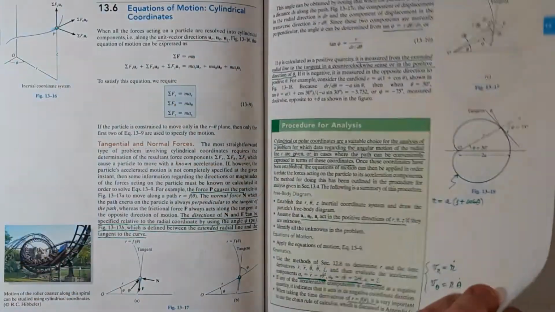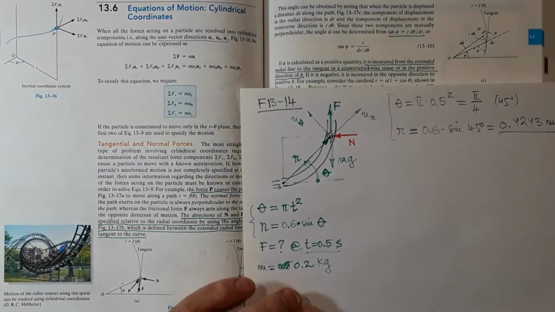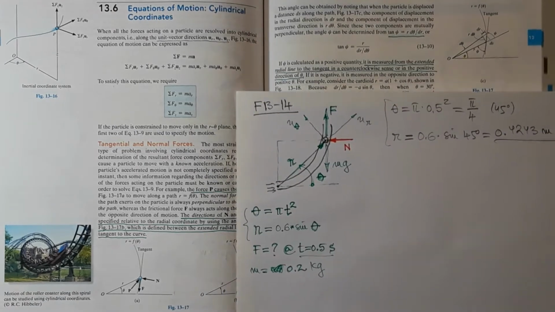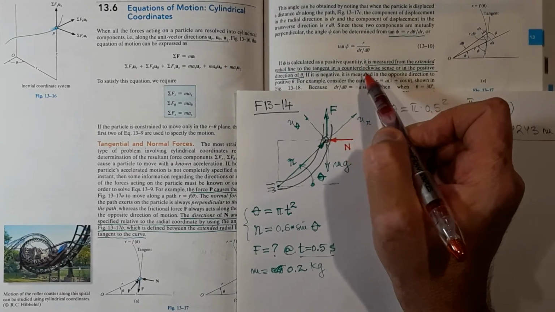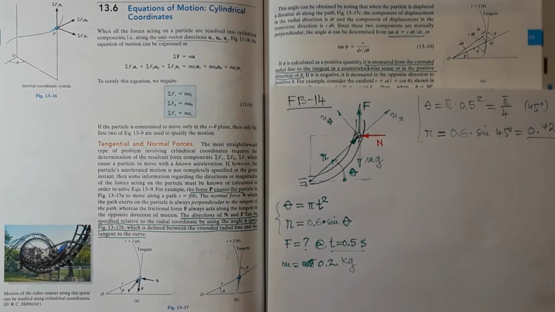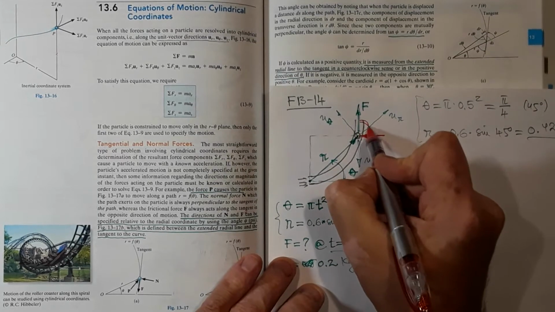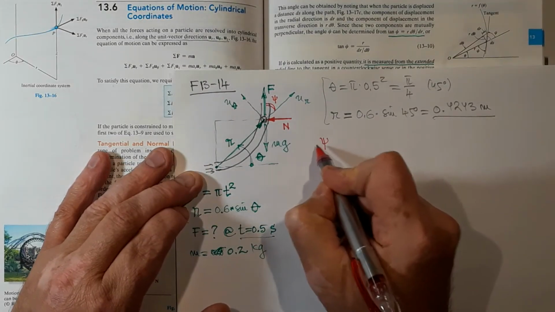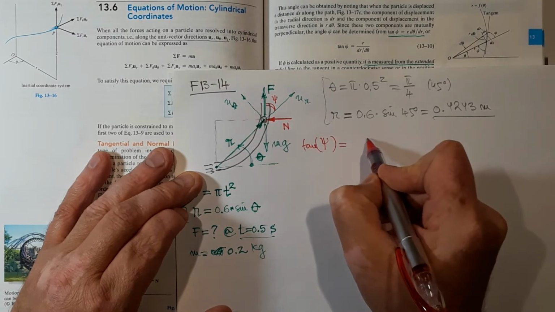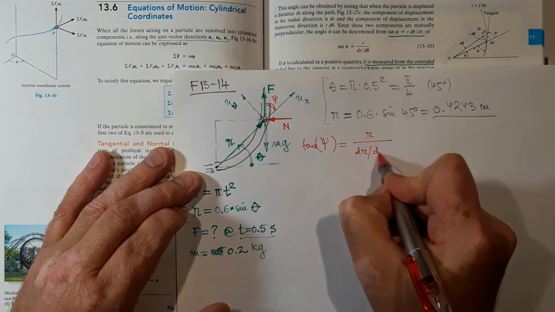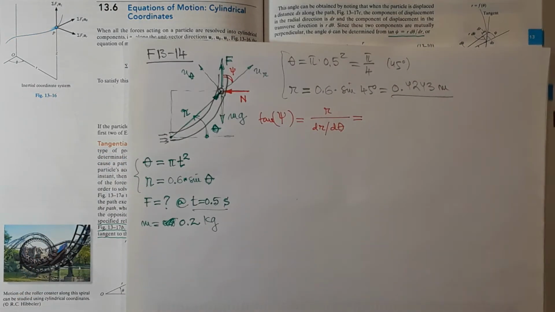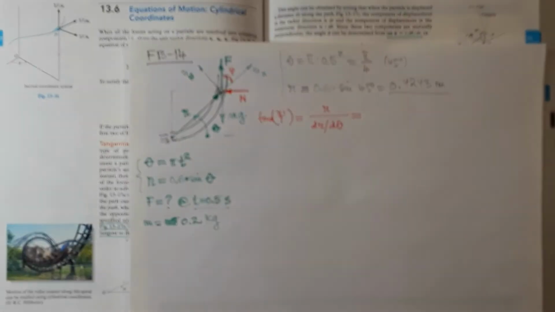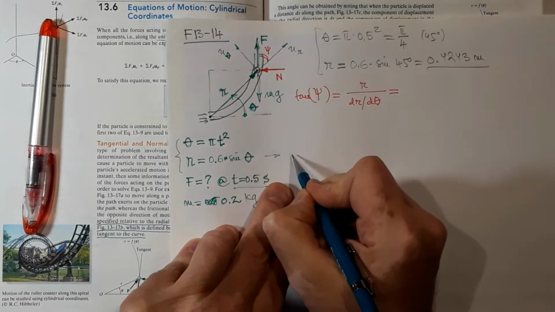What else do we know from the text? Equation 13-10 gives the angle made by the tangent with the radial direction, which I call phi: tangent of phi is r over dr over d theta. Since we have to calculate dr over d theta, we can do it now, and it will serve to evaluate the accelerations. So what is dr over d theta?